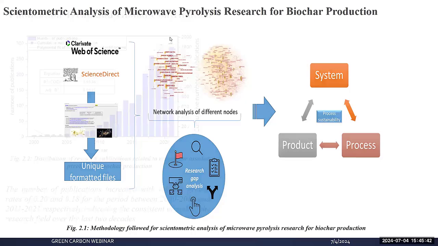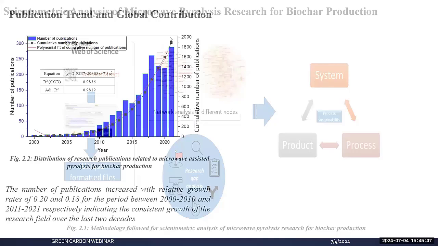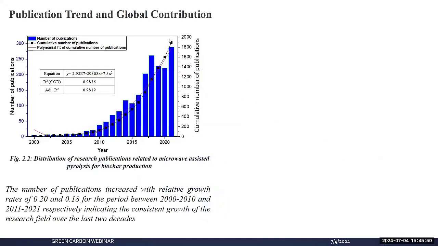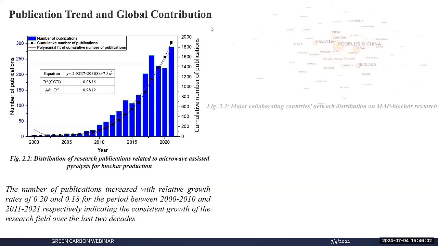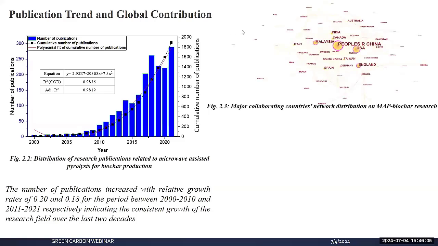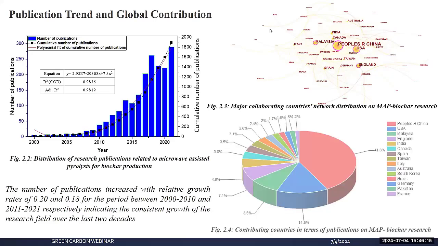If we see the publication trend, the publication is increasing after 2010, where rapid growth can be seen, and this rapid growth of publication shows that microwave pyrolysis is one of the major research hotspots in biochar technology. And on a macroscopic level, countries like the People's Republic of China, USA, Malaysia, and Canada are at the forefront of microwave pyrolysis technology. And this is the image showing the percentage contribution of these countries.